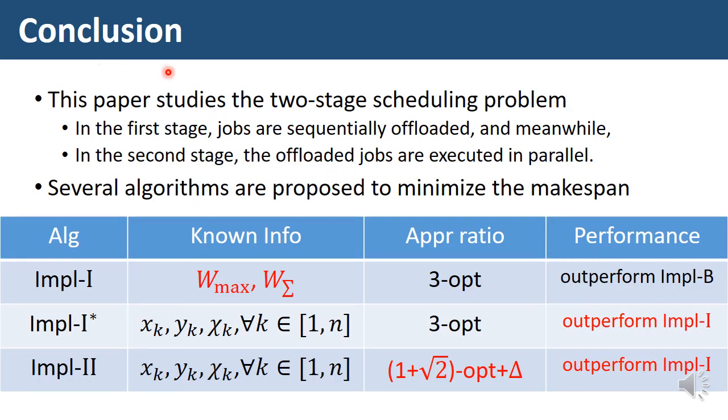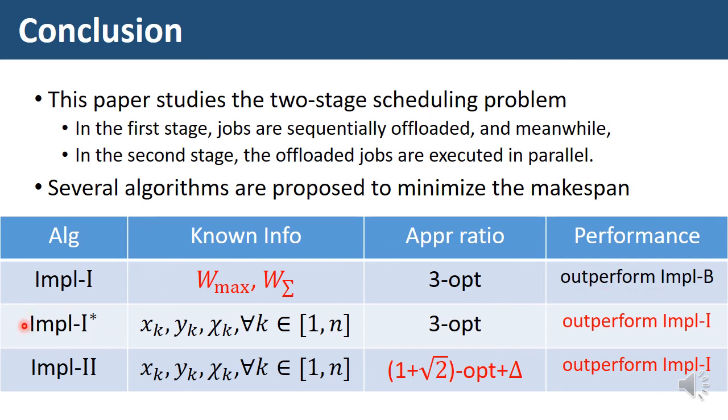We now give the conclusion. In this paper, we study the two-stage scheduling problem, in which, in the first stage, jobs are sequentially offloaded, and meanwhile, in the second stage, the offloaded jobs are executed in parallel. We propose several algorithms to minimize the makespan. First, we propose implementation 1, which only needs to know very little information about the job set, and its approximation ratio is 3 OPT. It outperforms the baseline method.